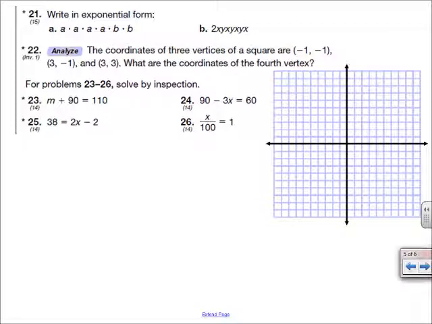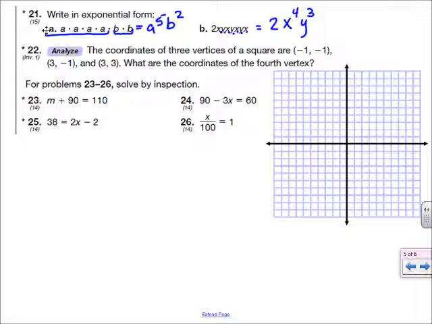Write in exponential form. A times A times A times A times A times B times B. So I have 5 A's and 2 B's. So A to the 5th times B squared. And then I have 1, 2, 3, 4 x's, so x to the 4th, and 1, 2, 3 y's, y to the 3rd.